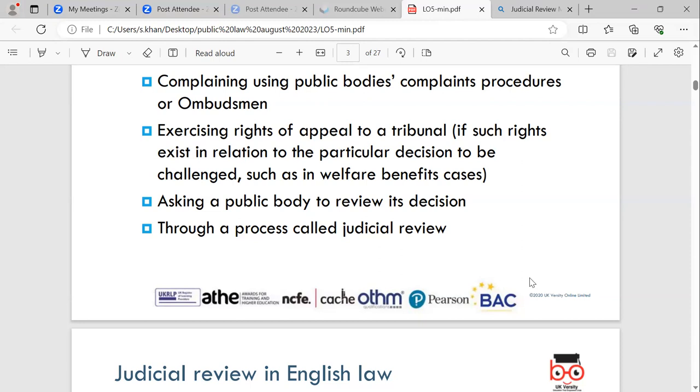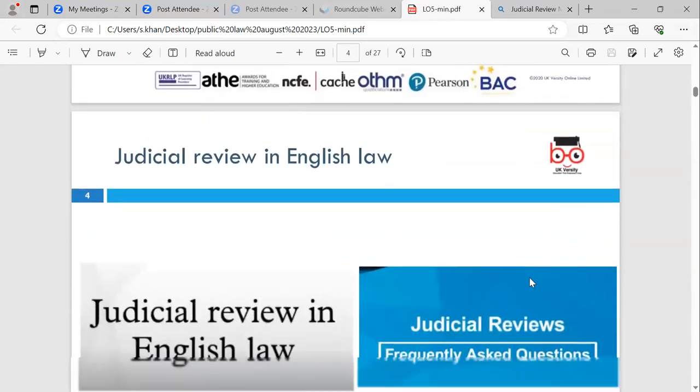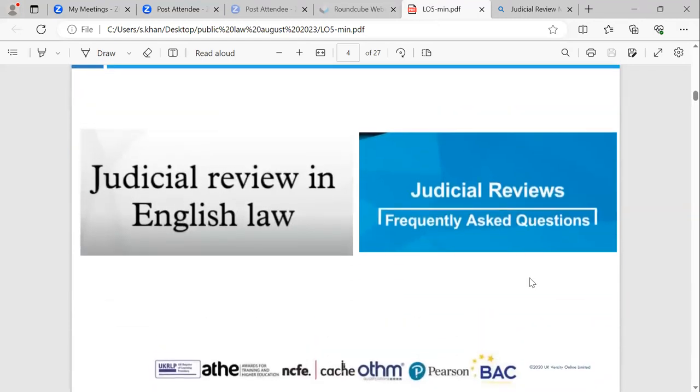It is necessary to bring a judicial review application promptly and in any event not later than 3 months from the decision, action or inaction you want to challenge. Some types of judicial review must be brought sooner, within 6 weeks, for planning decisions. Judicial review in the UK in English law.